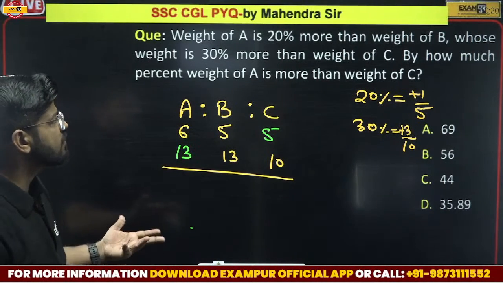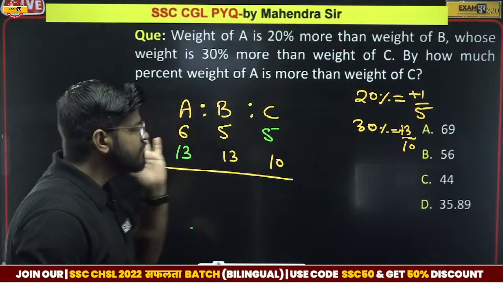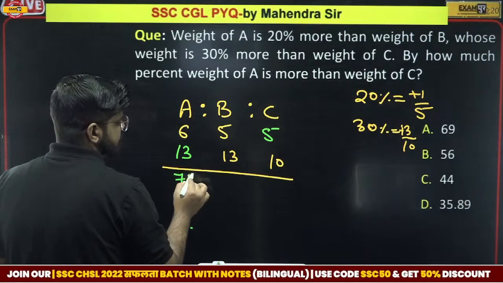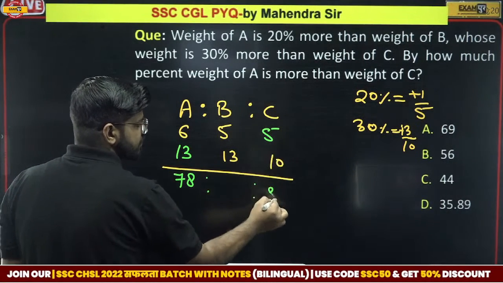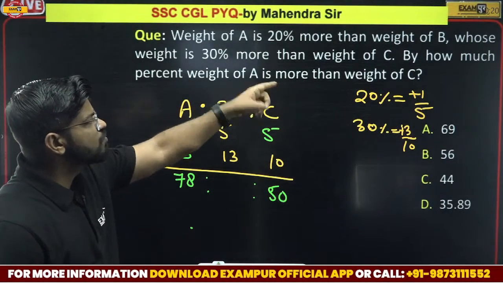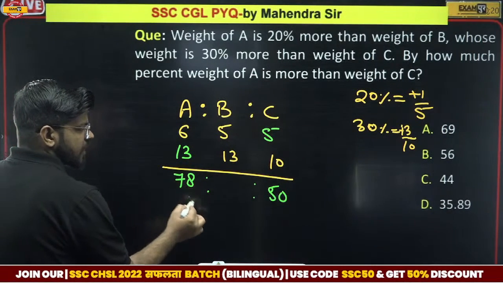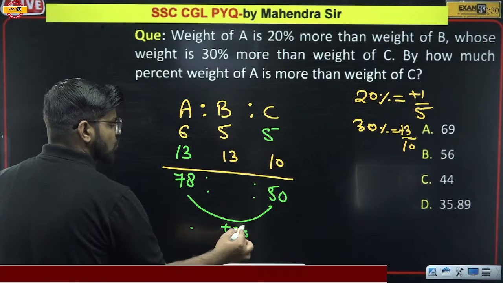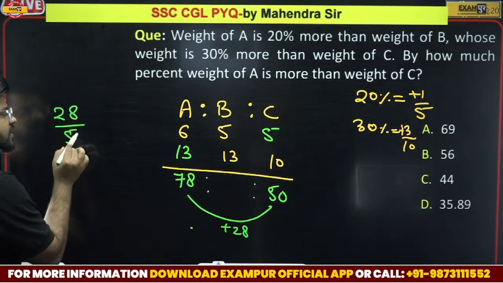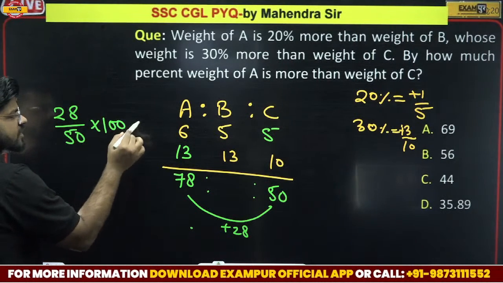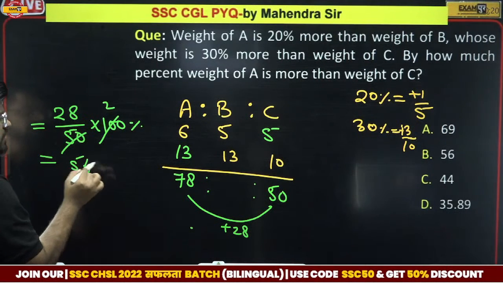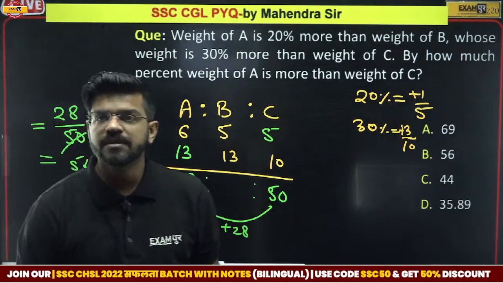Now what do we have to calculate? We have to compare only A and C. A is 78 and C is 50. The question asks by how much percent the weight of A is more than C. So it is 28 more than C. That means we divide by C, and for the percentage multiply by 100%. So we can easily say that it is 56% more than C.